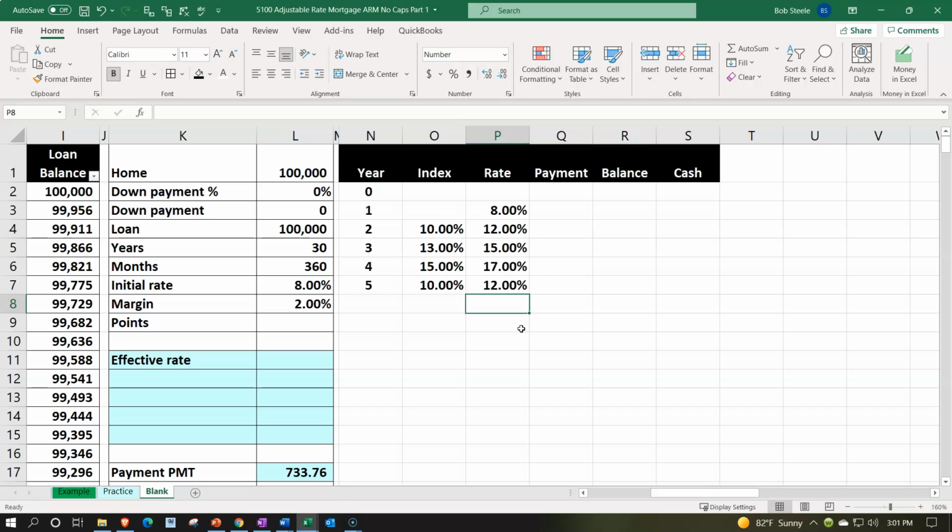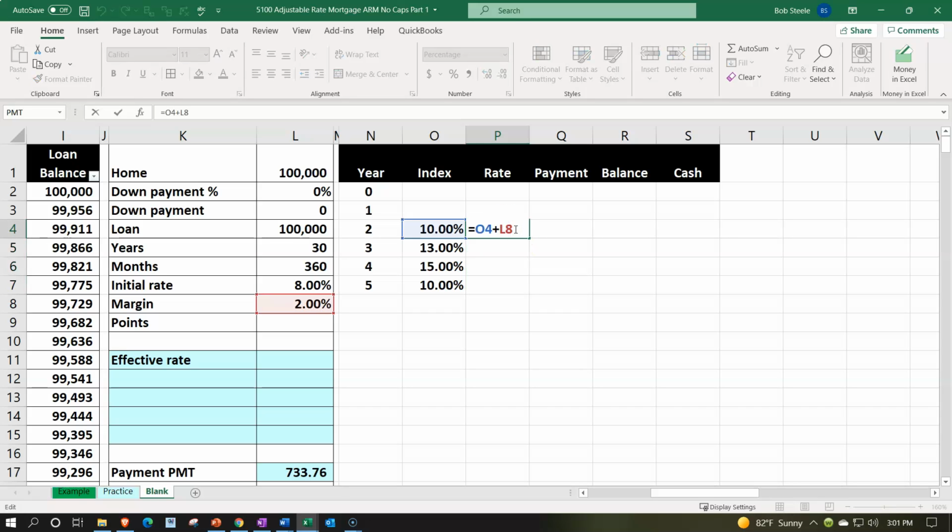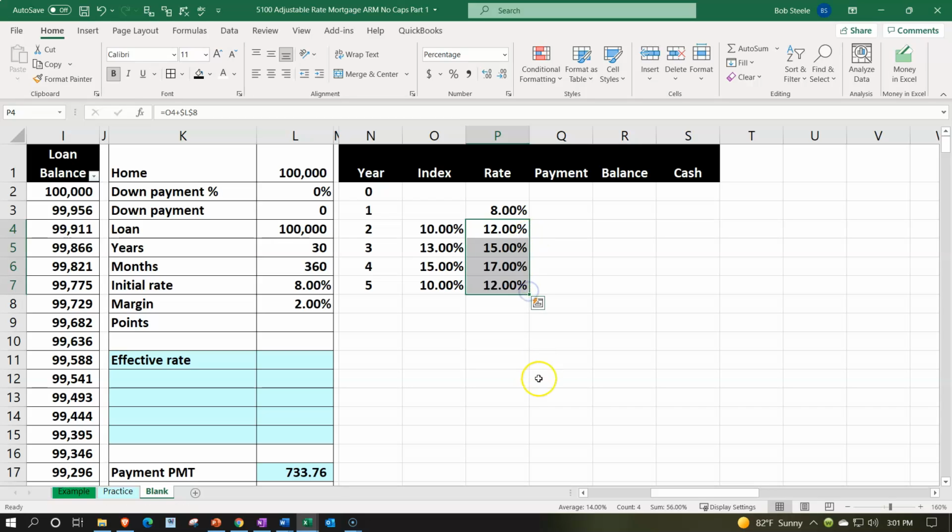If I wanted to copy that rate cell down as quickly as possible, we can do it this way, deleting the cell. I'm going to make this absolute. So I'm going to say it's O4 plus the L8, and I'm going to make that absolute with F4 on the keyboard, $ before the L and 8. Then we can put our cursor on that cell and copy it down. And there we have our rates.